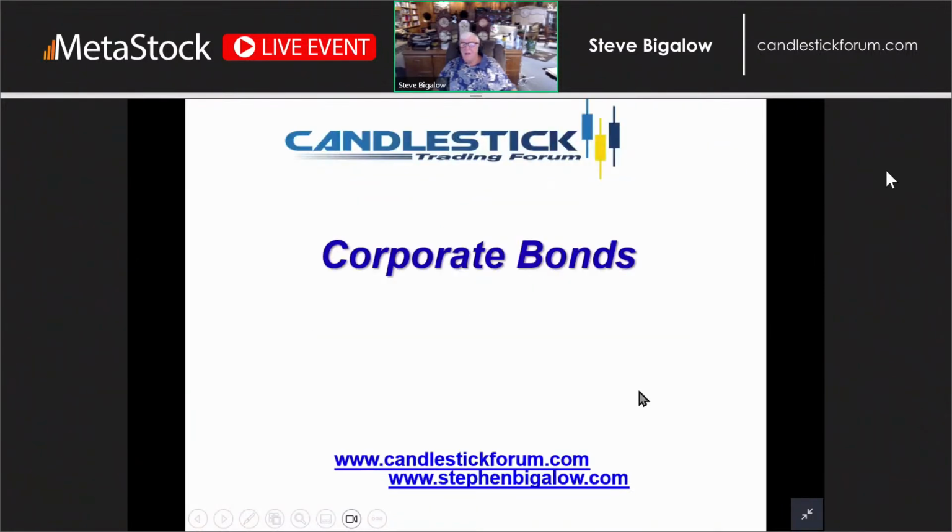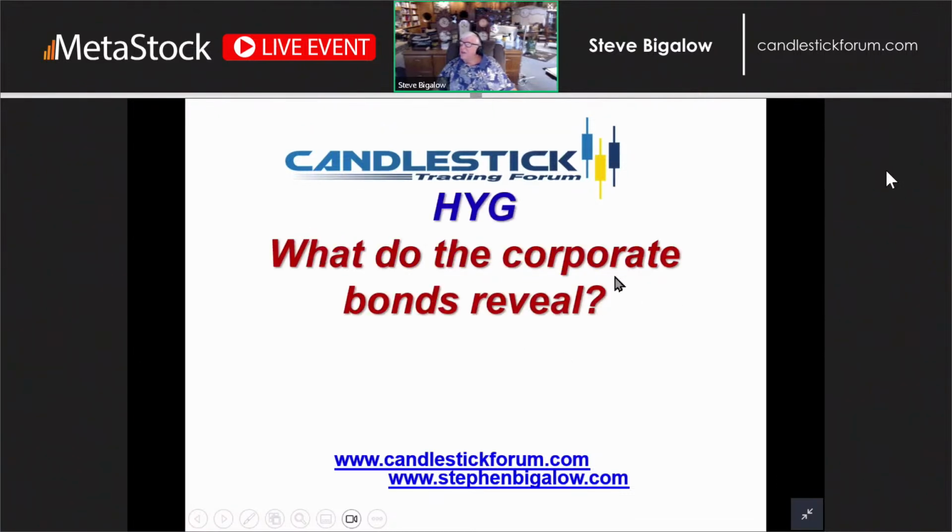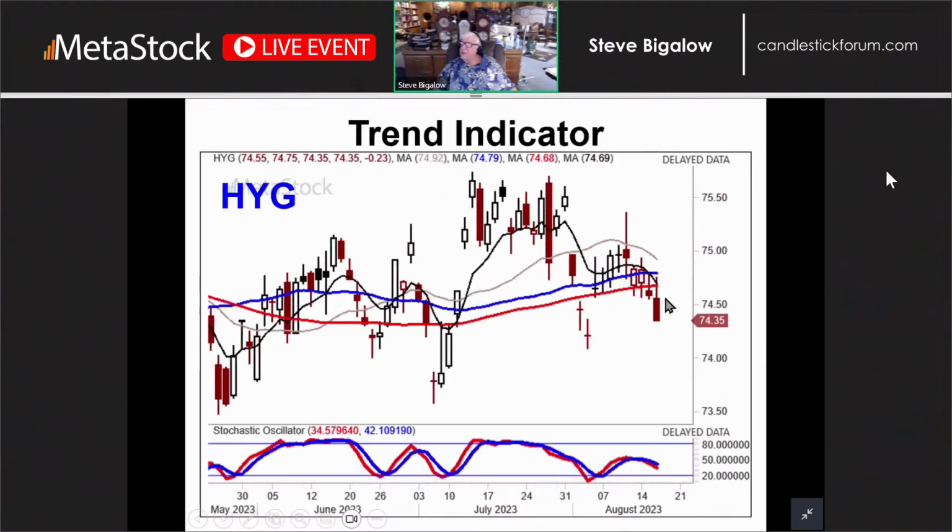So another indicator that tells you what's going on in investor sentiment is the corporate bonds, HYG, because the logic is if you're a big investor, but you don't have confidence in the market or the stock that you're buying, you're probably not going to have confidence in the bond prices. As you can see, this is pretty junky, but right now it's heading down. Your stochastics are rolling over. That's pretty much confirming the selling that we're seeing in the markets right now.